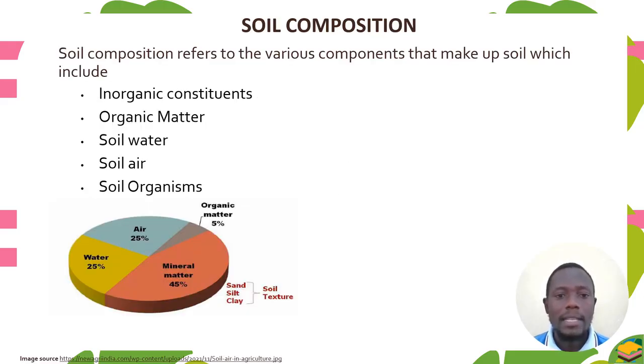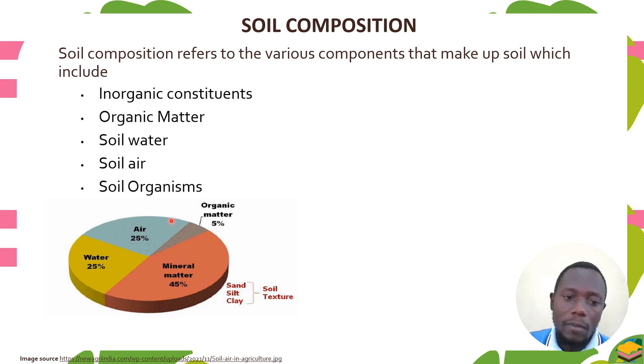Okay, so let's now look at composition of soil, or soil composition. When we talk of soil composition, it refers to various components that make up soil. When we talk of various components, we mean various parts that form the soil. So these various components, we've got inorganic constituents, then we've got organic matter, we've got soil water, soil air, as well as soil organisms.